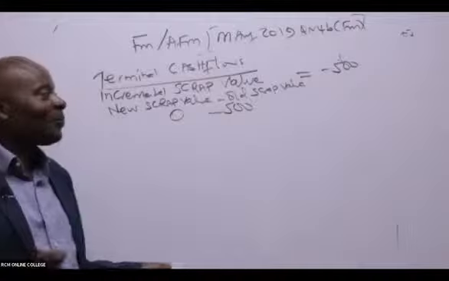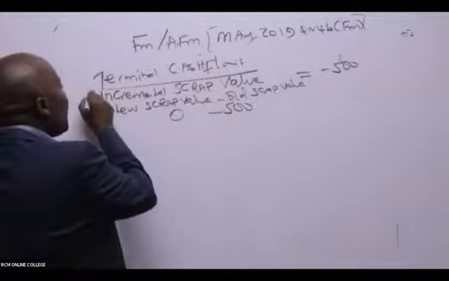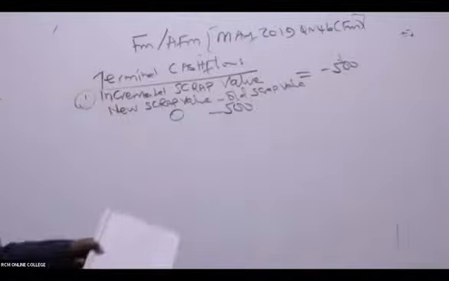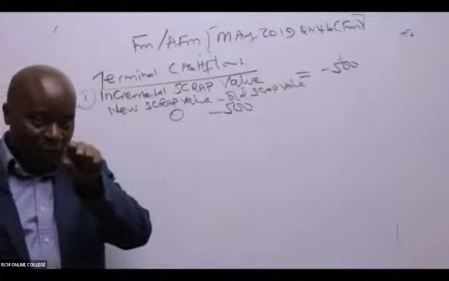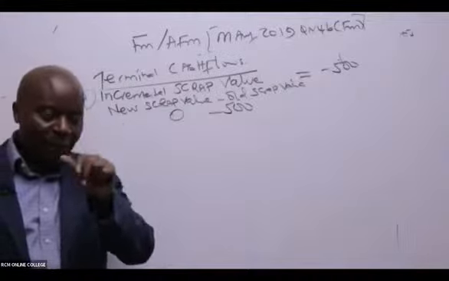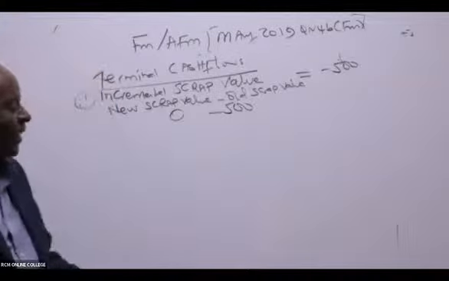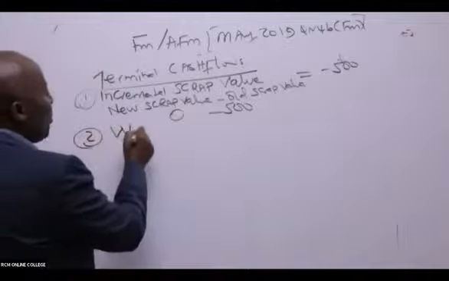Now from there, this is number one: the first terminal cash flow is the scrap value. Why am I using the word incremental? It's because we've got two machines, so we must keep on talking about incremental. Then, great, Mutamba. So number two, we have what we call working capital.